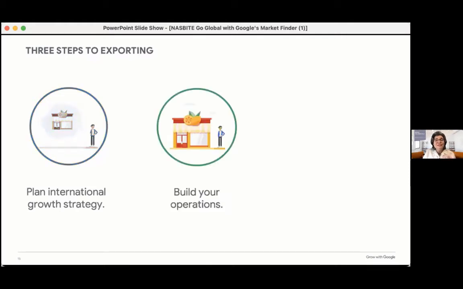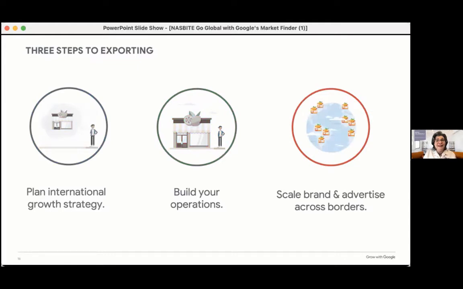Next, you need to plan your operations. And if you're like 61% of exporters, you would like some specific knowledge and support about how to do that. It's very complex. Finally, you need a solid marketing strategy to help you scale your brand and expand across borders. In this session, we'll explore all 3 of these steps and go over some tools that can help you succeed at each of these.